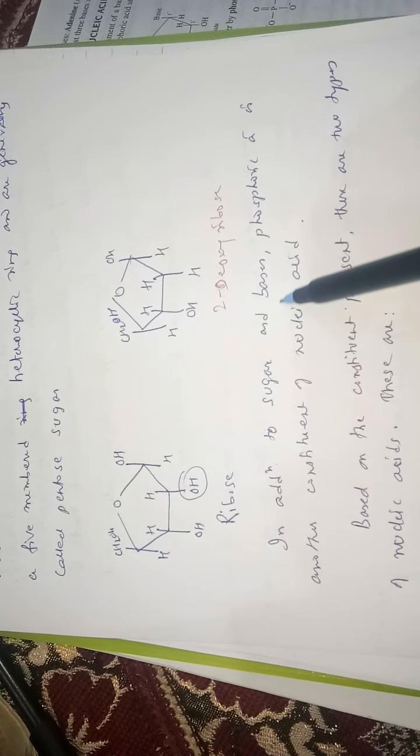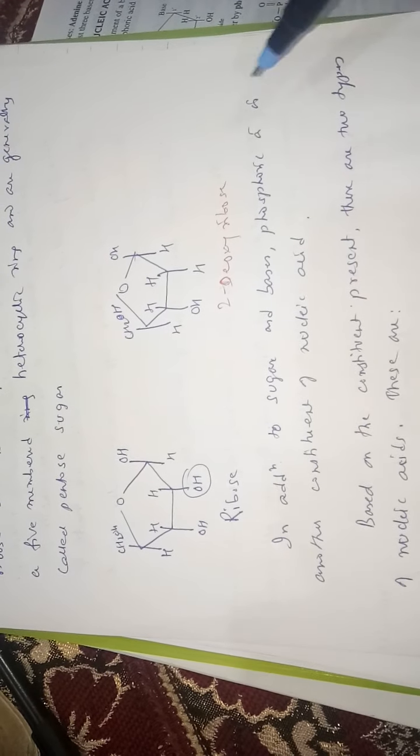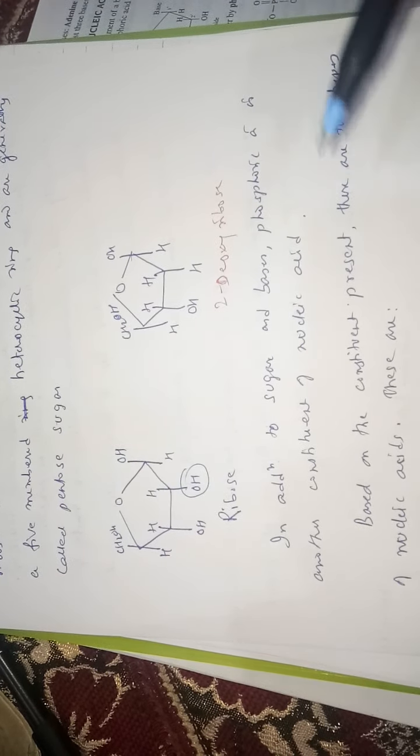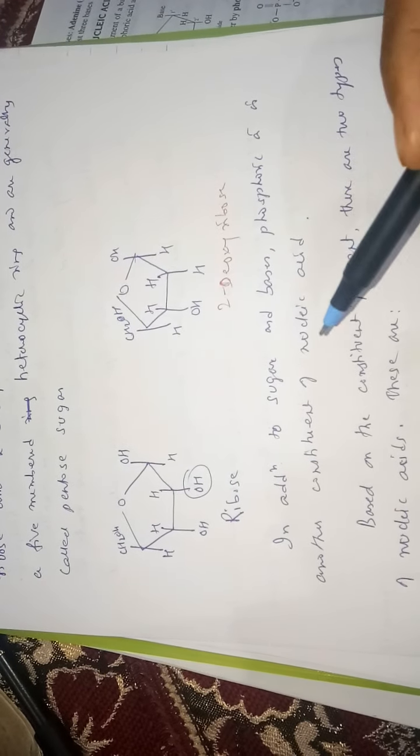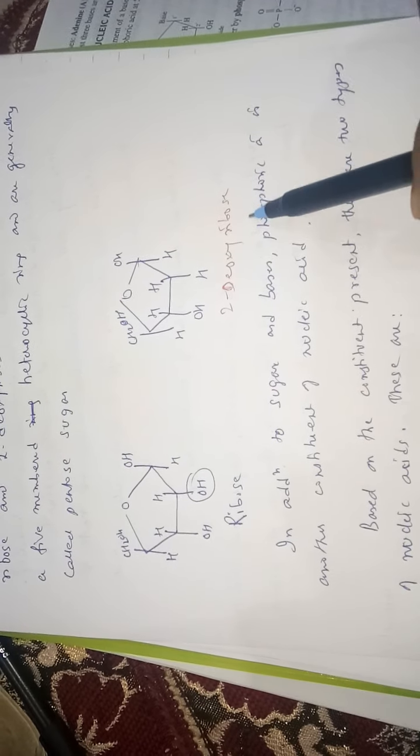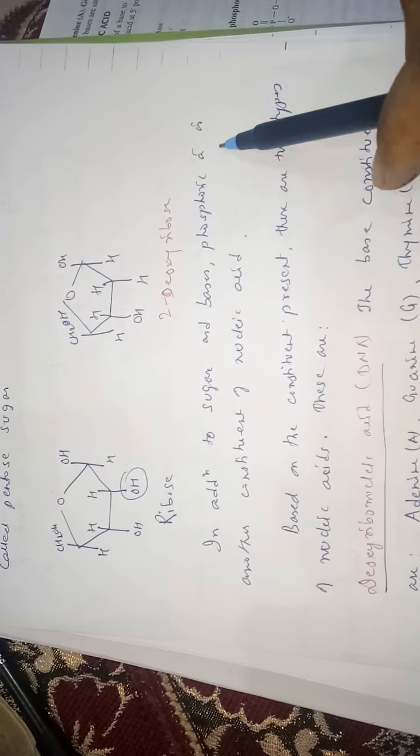In addition to sugar and bases, phosphoric acid is another constituent in nucleic acid. We talk about the bases: adenine, guanine, cytosine, thymine, uracil. We talk about the sugars: ribose sugar, 2-deoxyribose sugar. Then another constituent is phosphoric acid.